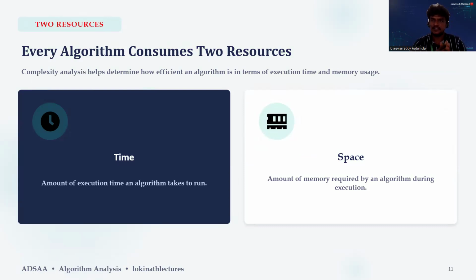By explaining this example, I hope you are able to understand the algorithm analysis. Here, have a look at 2 resources. Every algorithm consumes 2 resources. Complexity analysis helps determine how efficient an algorithm is in terms of execution time and memory usage. We need to analyze how efficient an algorithm is, which is useful while implementing it in programming. So, time and space.